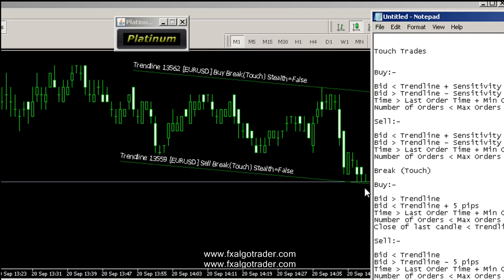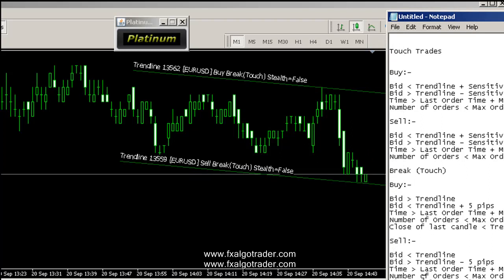And so we've got to see a break. It can't just touch it and equal it. It has to be less than it. And the number of orders and all that kind of jazz has to be less than the max, and the close of the last candle has to be greater than the trend line, which it was.